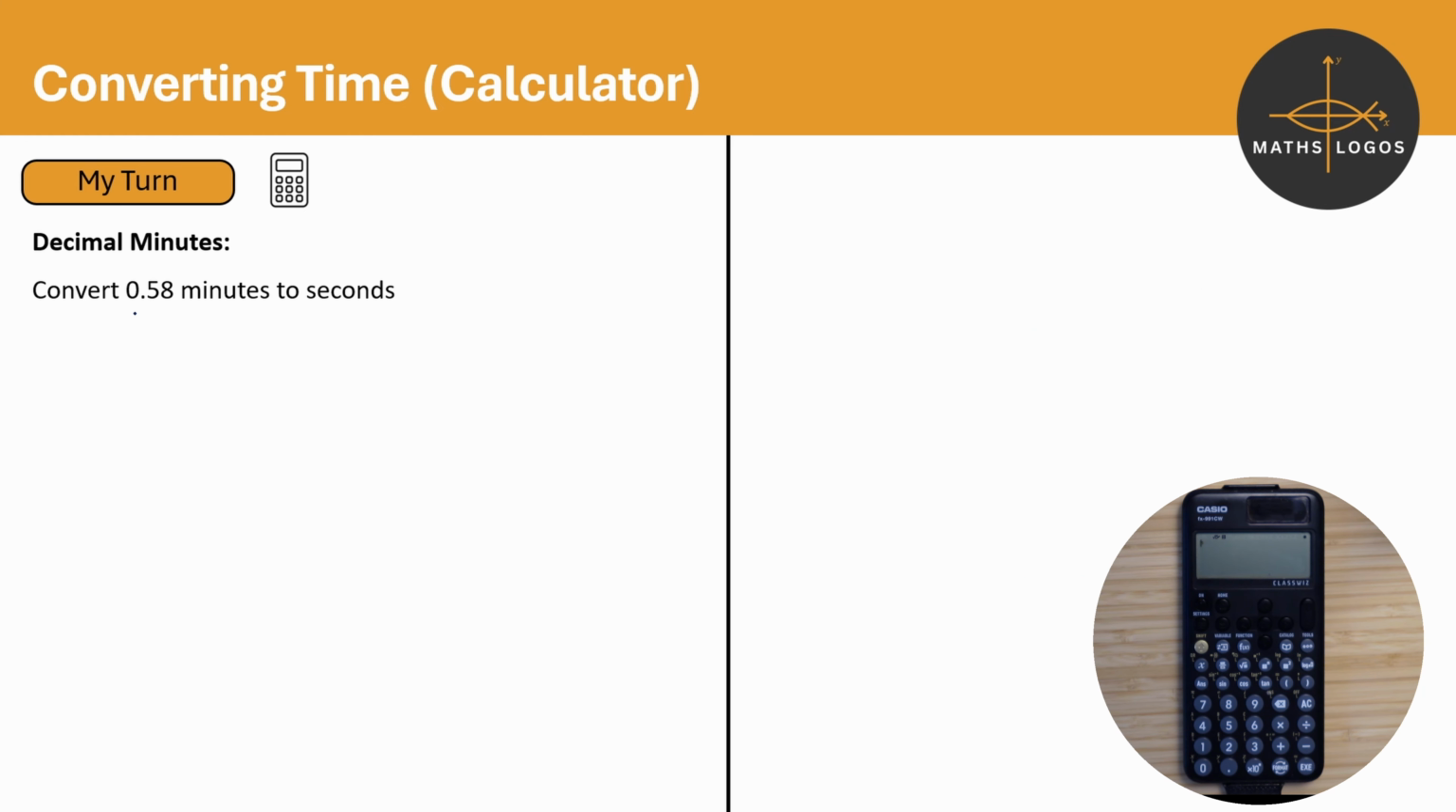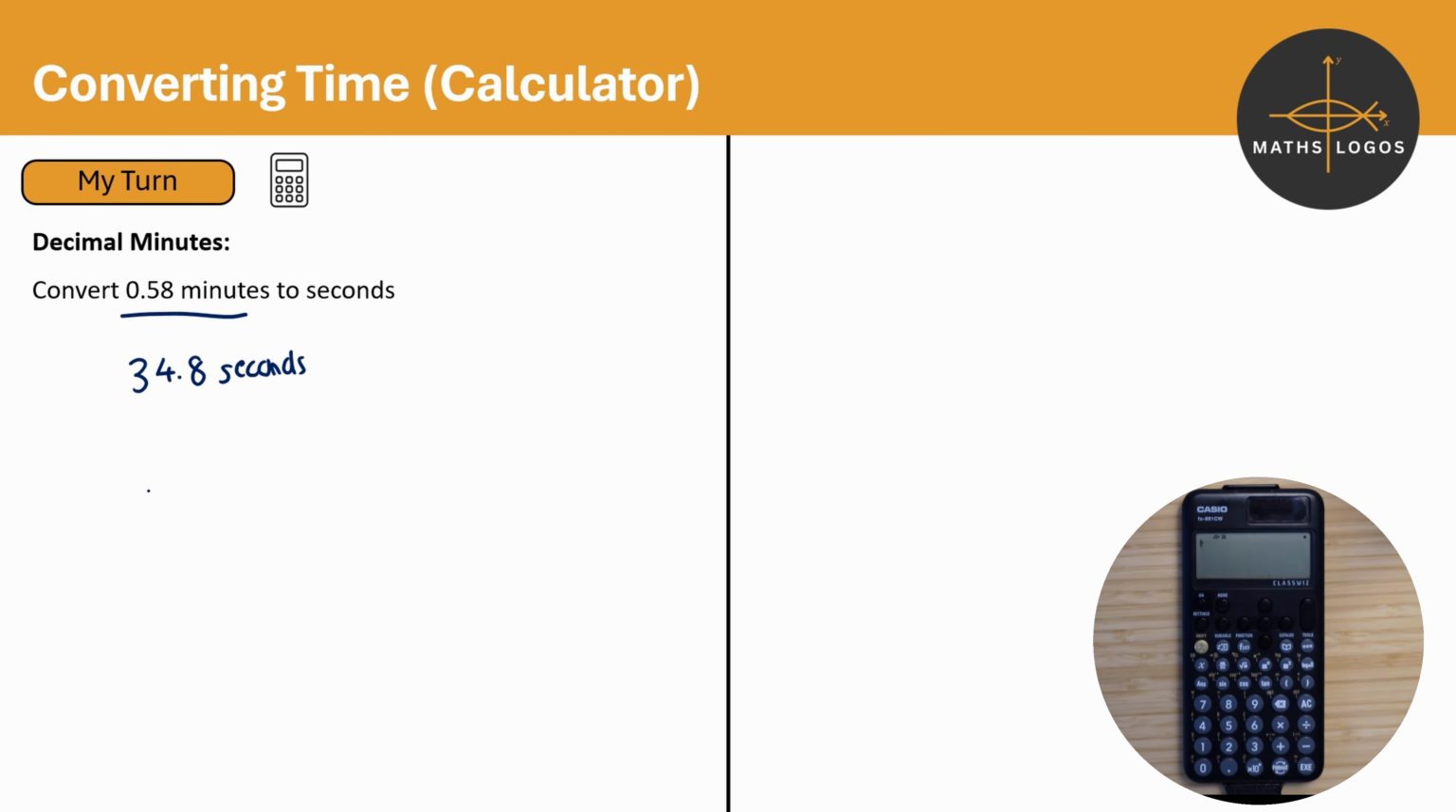Okay, our next question, convert 0.58 minutes to seconds. Again, we can use this clever function on our calculator. This time I've got 0.58 minutes, so I need to type that in and then type Shift plus. So now my calculator reads that as 0 hours, 0.58 minutes. And then if I hit the execute button, it tells me that that is equal to 34.8 seconds. So that's one way to do the question.